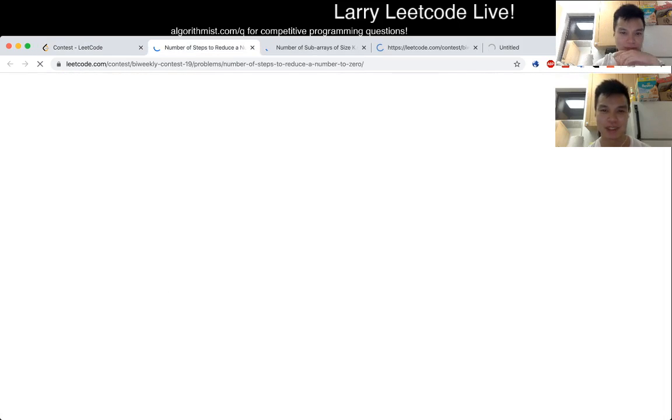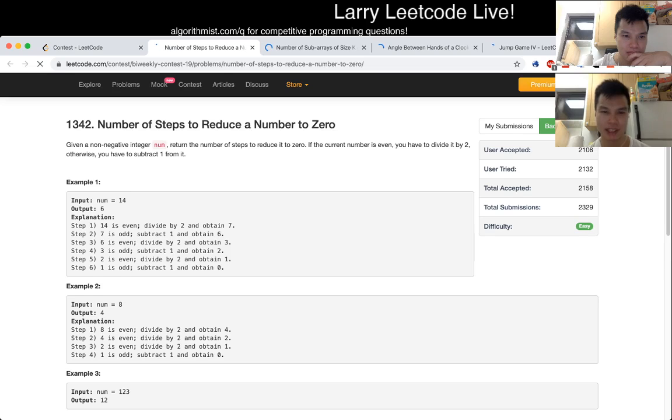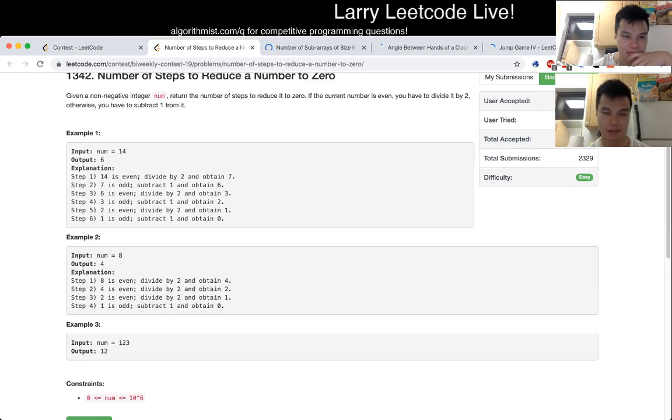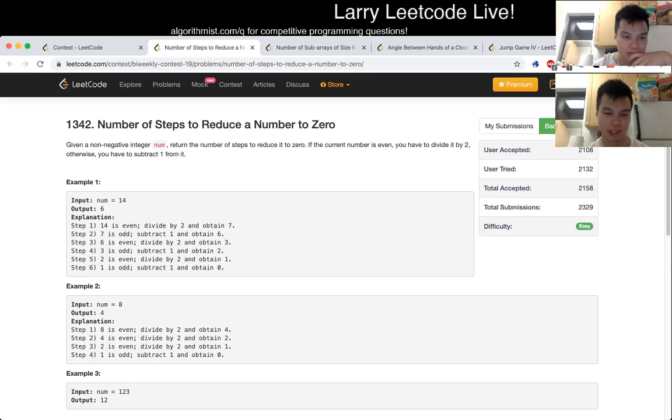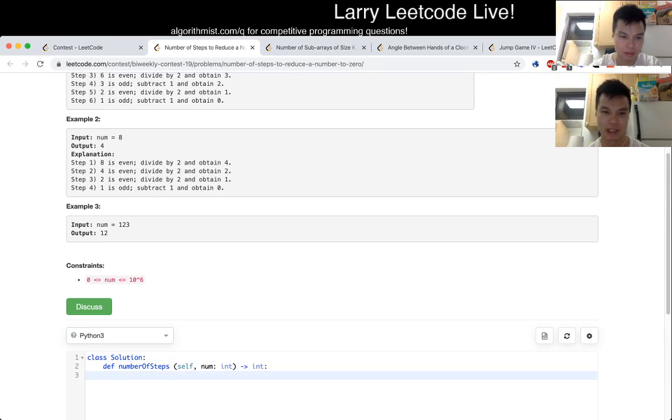Yeah, so the number of steps to reduce a number to zero. From this right on, I knew I had to simulate. There's no trick, there's no question about it. I knew that this would converge to zero. There's no weird thing with cycles that we have to deal with. So it's just pure coding it.